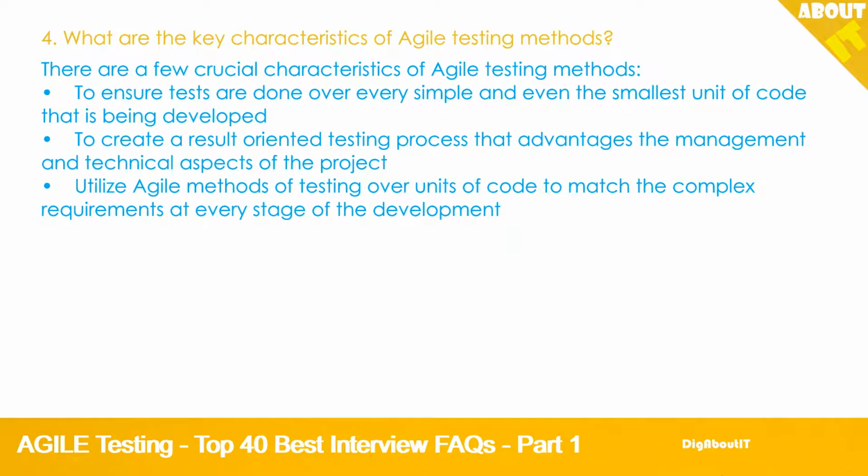4. What are the key characteristics of Agile testing methods? There are a few crucial characteristics of Agile testing methods. To ensure tests are done over every symbol and even the smallest unit of code that is being developed. To create a result-oriented testing process that benefits the management and technical aspects of the project. Utilize Agile methods of testing over units of code to match the complex requirements at every stage of the development.